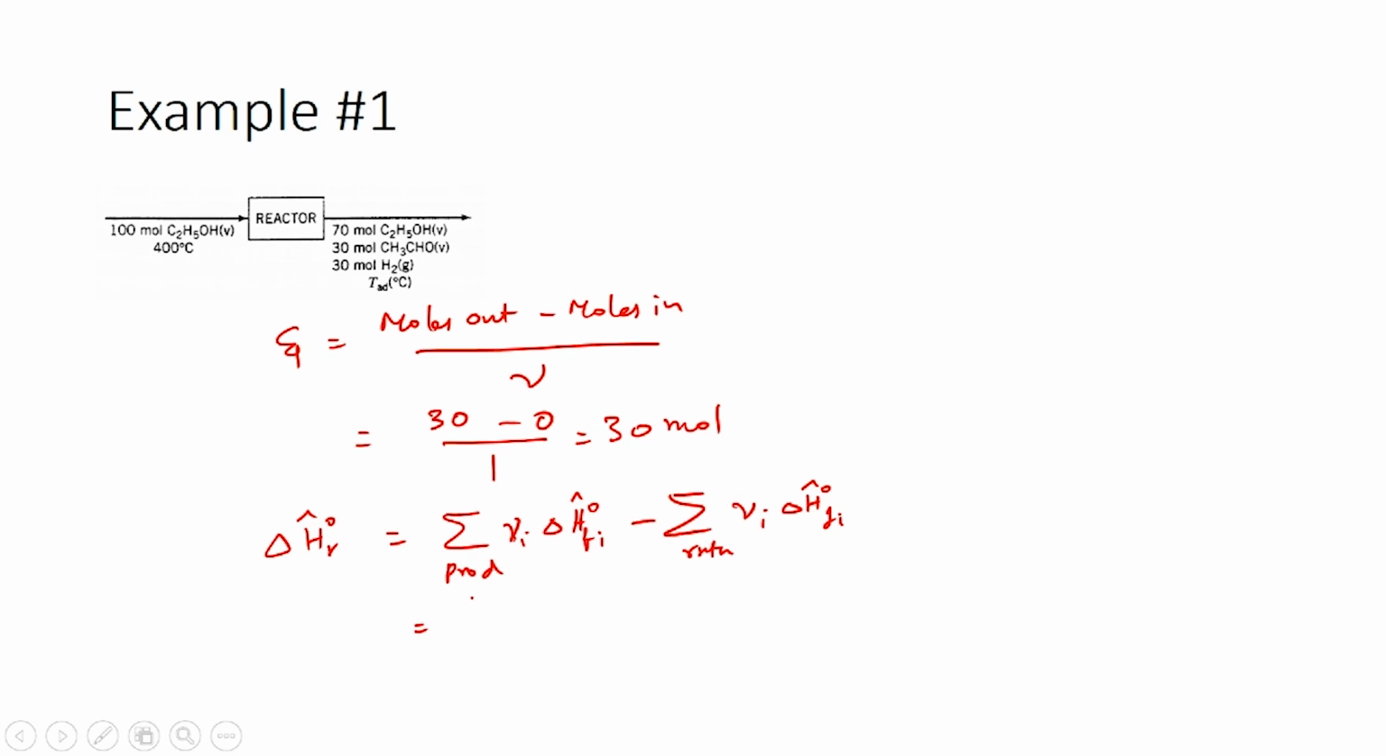Here the products are acetaldehyde and hydrogen. Hydrogen is a gas which is an element, so it would not have any heat of formation. So, heat of formation for hydrogen would be 0. So, you would have the stoichiometric coefficient of acetaldehyde, CH3CHO, times the standard heat of formation of acetaldehyde, minus the stoichiometric coefficient of ethanol times the standard heat of formation of ethanol.